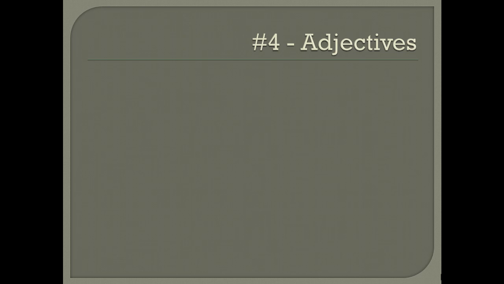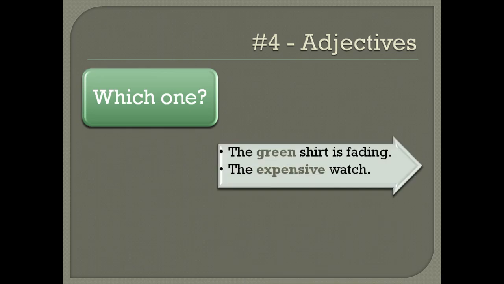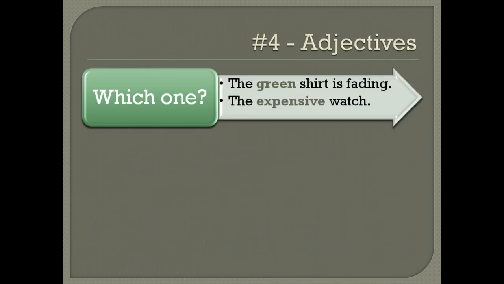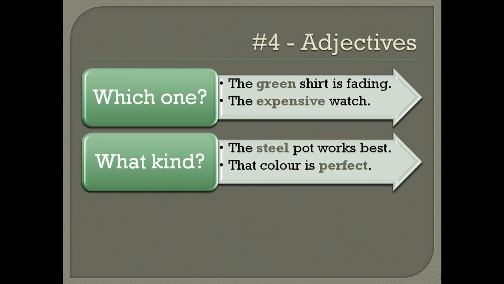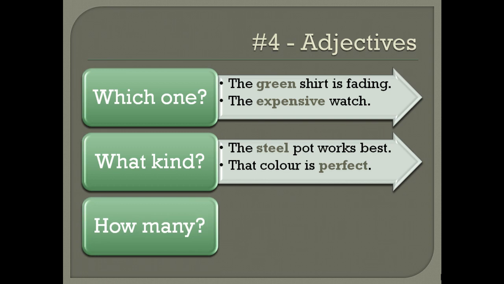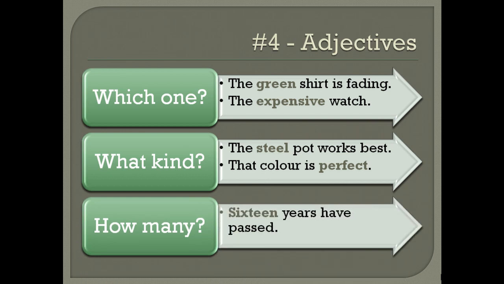Some students find it difficult to distinguish between an adjective and an adverb. Both words are used to describe things, but what they describe is different. Adjectives are only used to describe nouns and pronouns. They are used to answer the following questions. Which one? The green shirt. The expensive watch. What kind? The steel pot. The perfect color. And how many? 16 years.